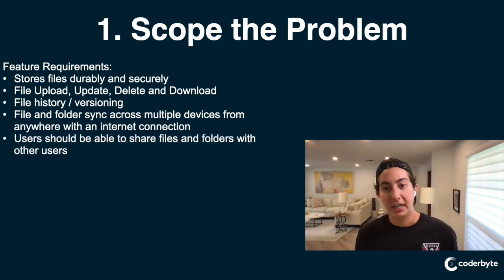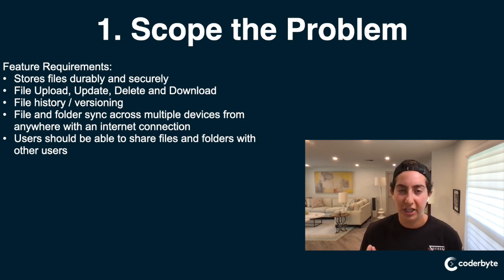Users should also be able to share files and folders with other users. I want to be able to give my mom a link to one of my folders in Dropbox and have her be able to download whatever's in that folder. That's again a pretty key component of the Dropbox system, that we should be able to not only share among our own devices, but also share with other users on the system as well.